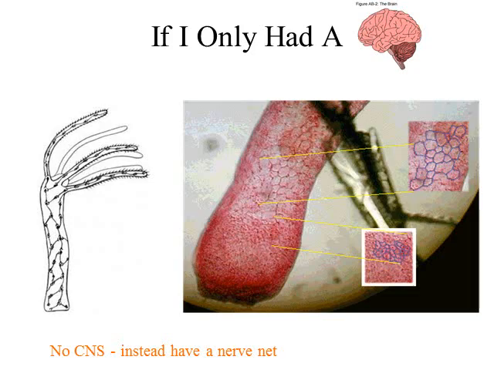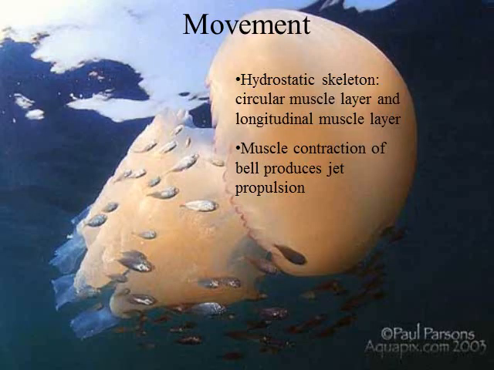Instead, they have this nerve net. Movement. So how do they get around? Well, they don't have a skeleton like you and I have. They don't have bones or anything. They're very, very soft. But they do have what's called the hydrostatic skeleton. Now, this name is a little bit misleading because it's not really a skeleton.